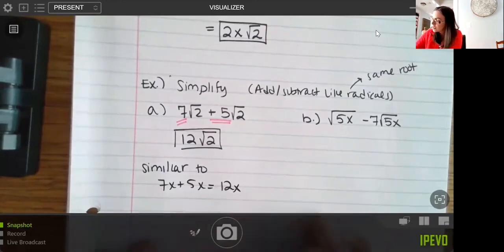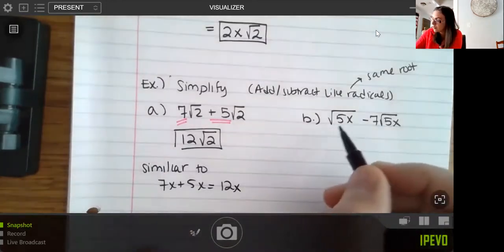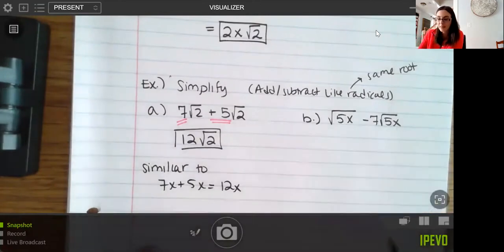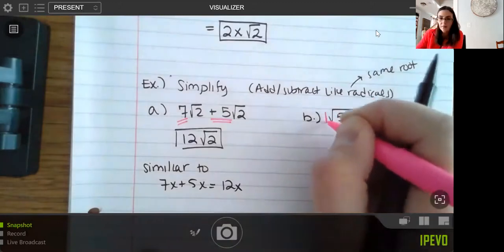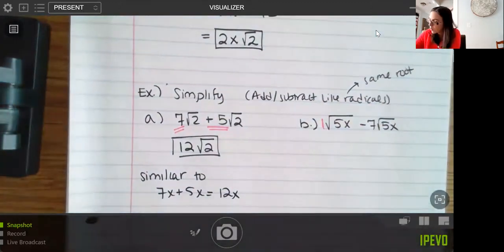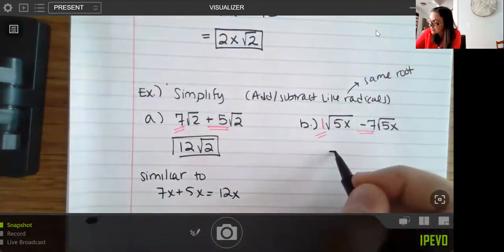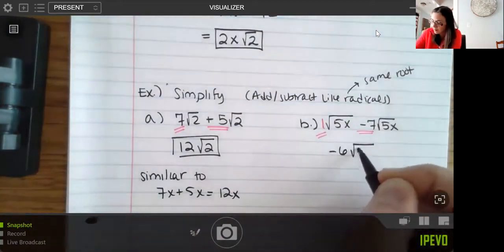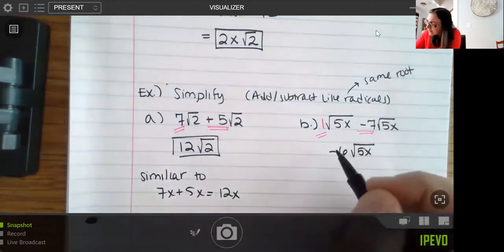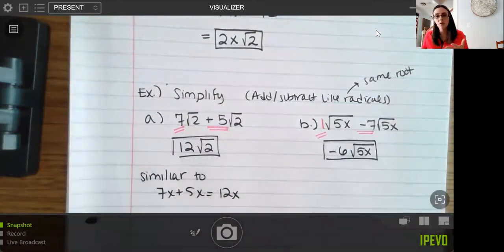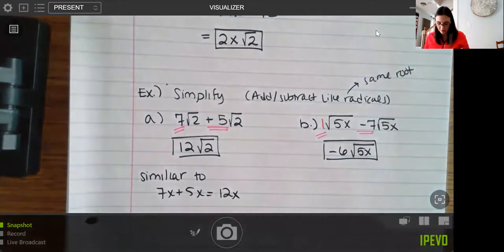Okay. For this one here, notice I have the same root, root 5x, root 5x. So as long as I have the same root, I can go ahead and add or subtract. If you don't have a number out front, you do have a 1 there. So you're looking at 1 minus 7, which is negative 6, and then you have that root 5x. Now, if you could simplify your root further, then you would go ahead and do that. But here we really can't simplify anything.